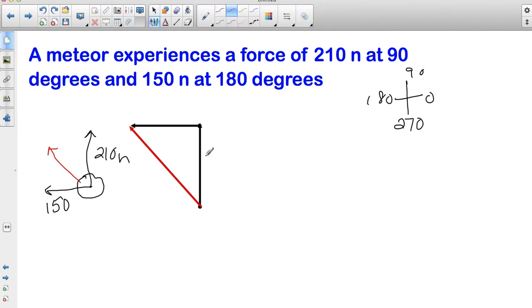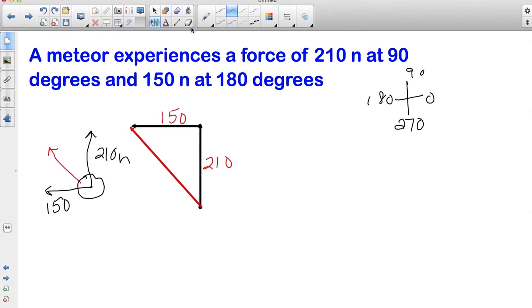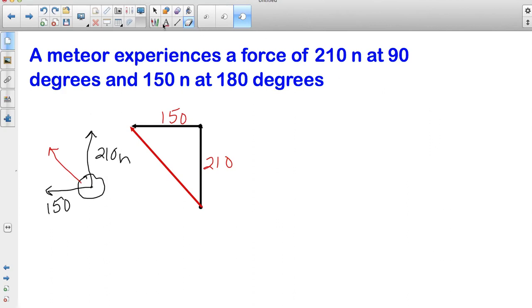Going back and writing these things in, this is going to be my 210 newtons. This is going to be my 150 newtons. And I'm going to erase this picture here. I want this out.